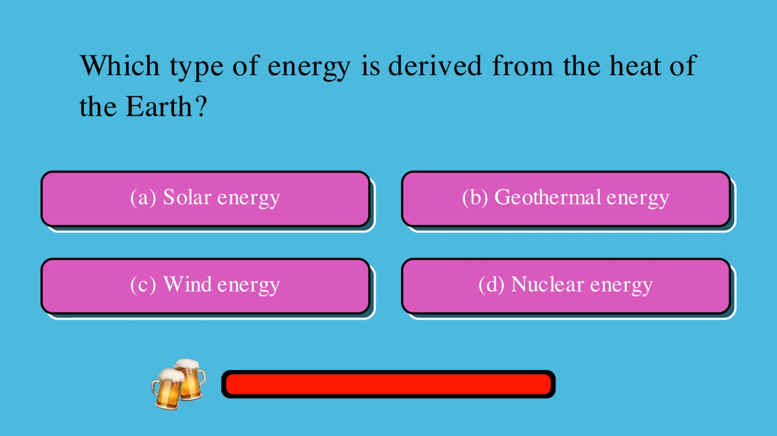Which type of energy is derived from the heat of the Earth? Is it A, solar energy, B, geothermal energy, C, wind energy, or D, nuclear energy? The correct answer is B, geothermal energy.